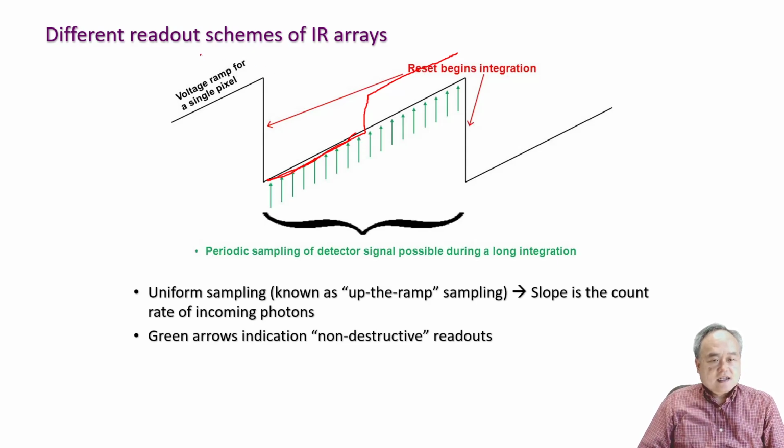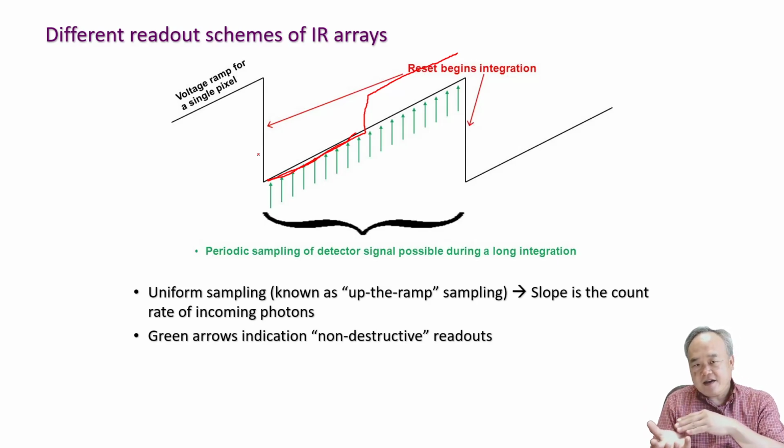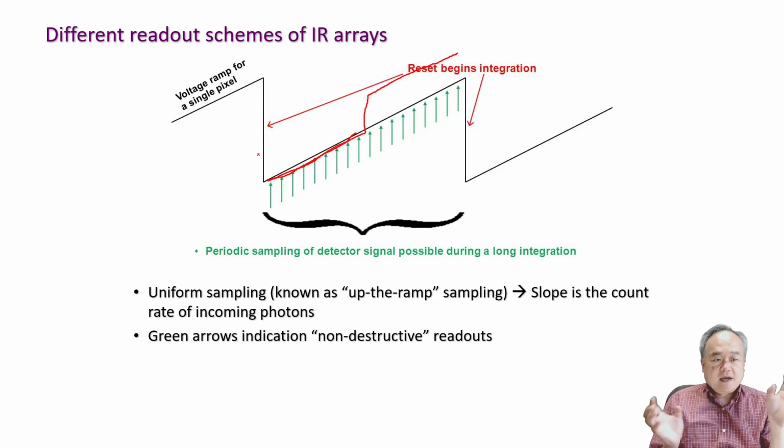So Fowler sampling and up-the-ramp sampling really exploit the non-destructive readout mode of infrared arrays. As we can see, infrared arrays and CCDs are similar in some ways, but their operation is fundamentally different. With infrared arrays, we need to worry about the elevated level of background due to the sky background or the dark current, and the readout operation is very different. So this wraps up the lecture on astronomical detectors.